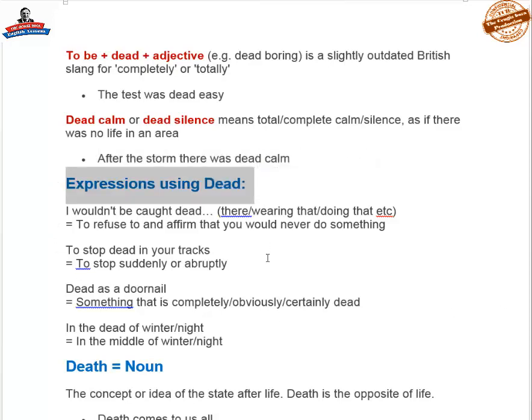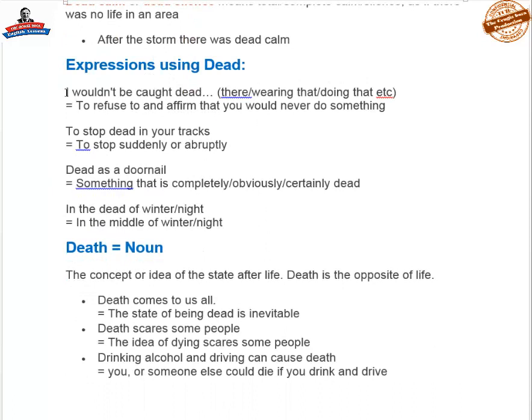Expressions using dead. I wouldn't be caught dead there, wearing that, or doing that. This means to refuse and to affirm that you would never do something. To stop dead in your tracks. This means to stop suddenly or abruptly.